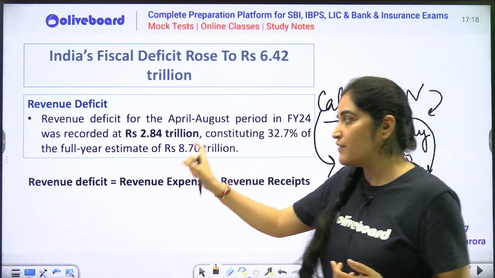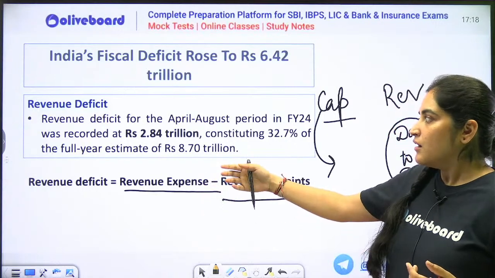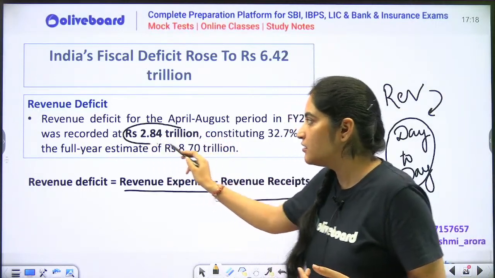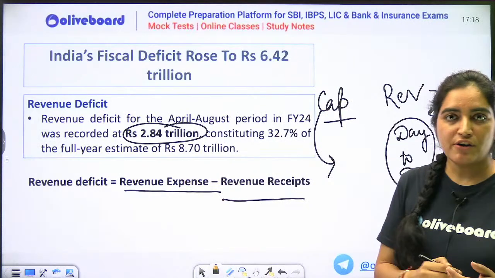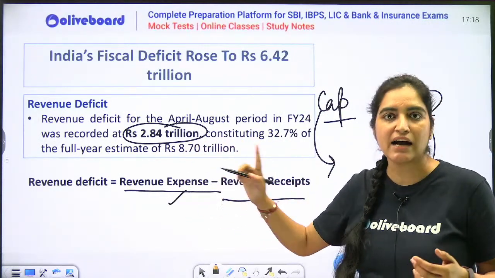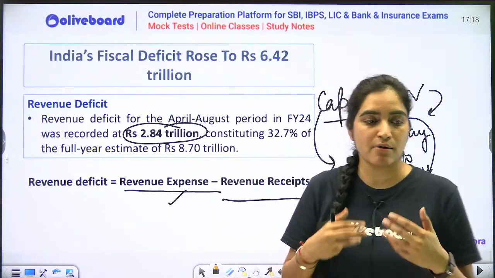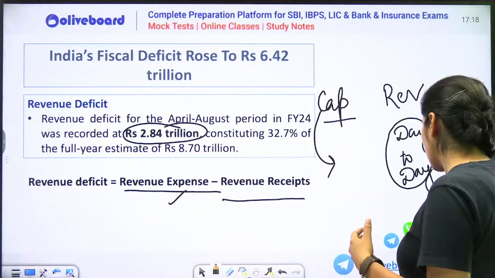So what is revenue deficit? Revenue deficit is revenue expenditure minus revenue receipt. Means our revenue deficit is rupees 2.84 trillion. What does this show? This shows that हमारे जो day to day expenses हैं, our day to day expenses are somewhat more than what we are earning. Our revenue part is less. This is what this data shows.